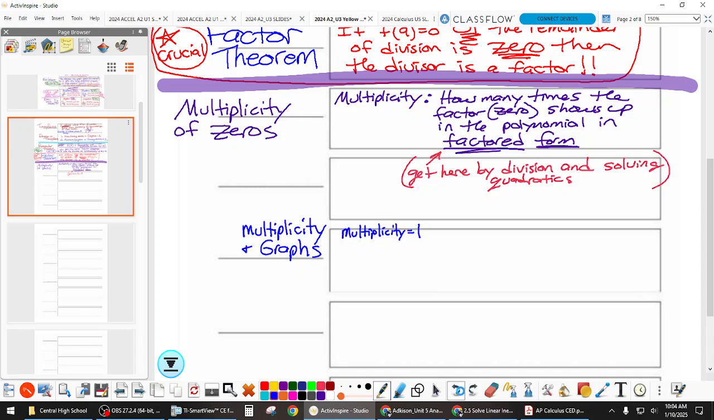Okay, I'm going to change that 1. So multiplicity of 1. The factor shows up once. What did we say it looks like as it passes through that 0? Straight line through, okay? So straight line through the 0. And let's do kind of a little sketch. Just goes straight through, keeps on going.